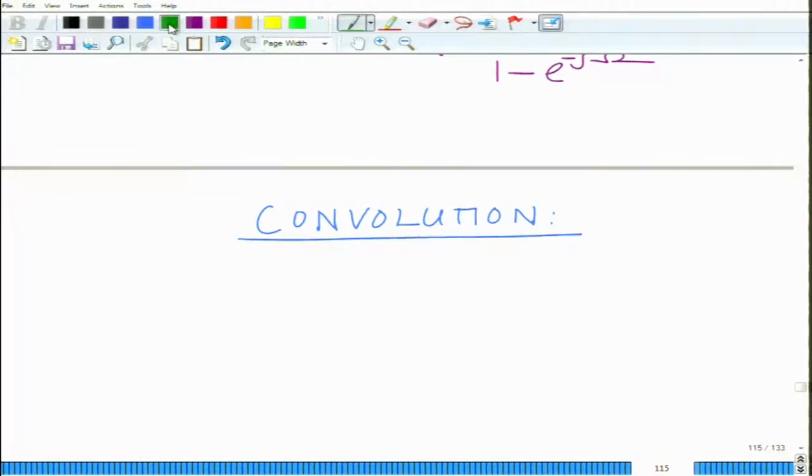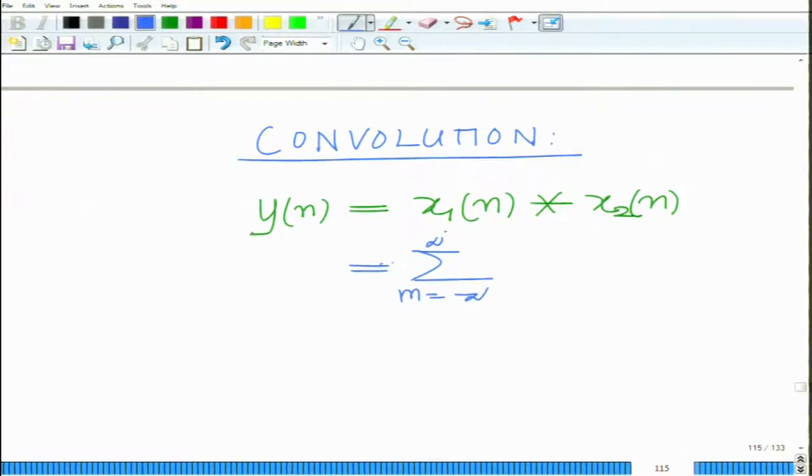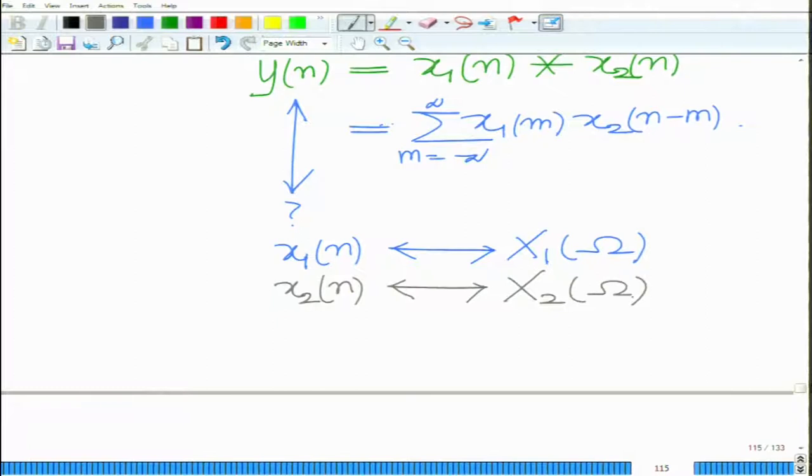And convolution is always very important, as I have said, because it is very closely related to the properties of LTI systems. Okay. So, y[n], which is the convolution of x1[n] and x2[n], means this is equal to the summation m equals minus infinity to infinity x1[m] x2[n minus m]. And now we want to find the DTFT of y[n], given that x1[n] has the DTFT X1(omega), and x2[n] has the DTFT X2(omega).